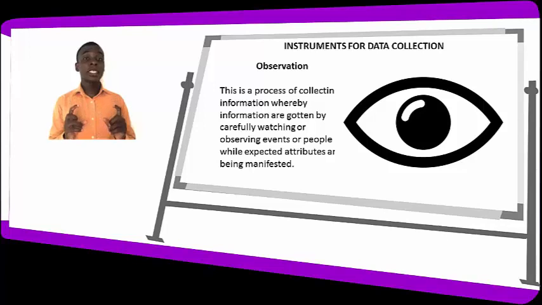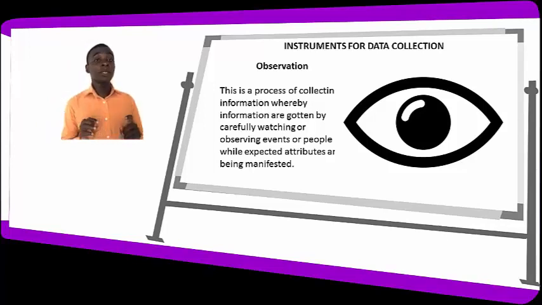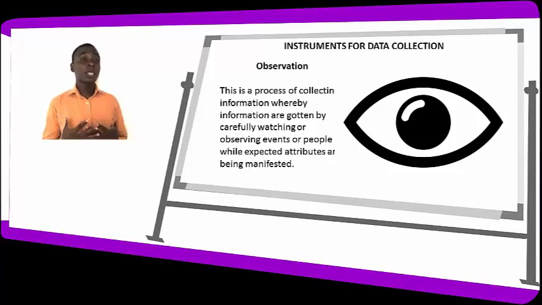Observation is a process of collecting information whereby information is gotten by carefully watching or observing events or people while expected attributes are being manifested. So you are watching people, you are watching events, so you could get an expected attribute which could be manifested.